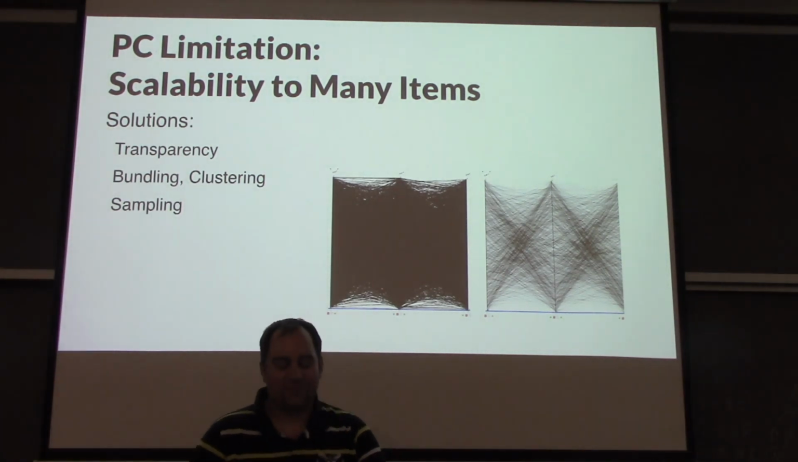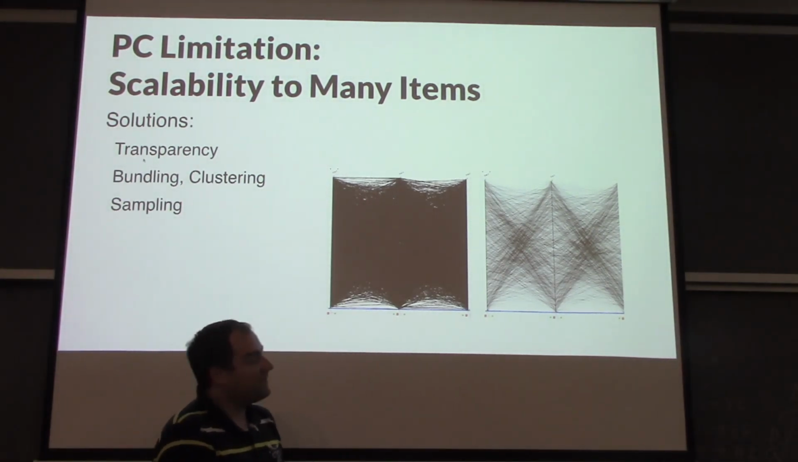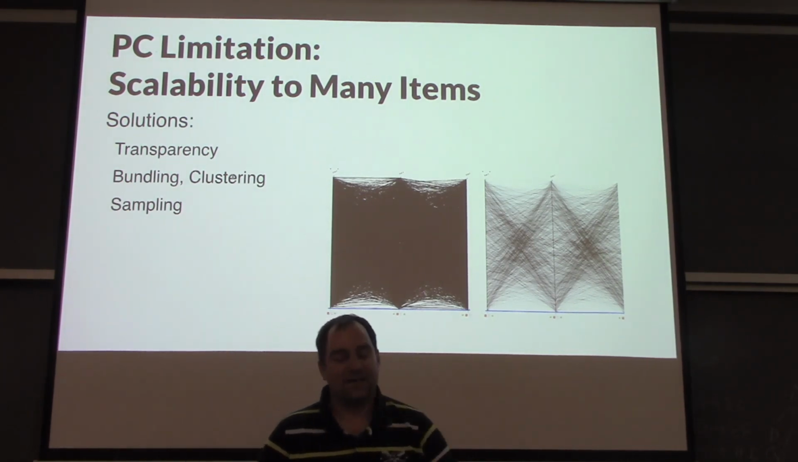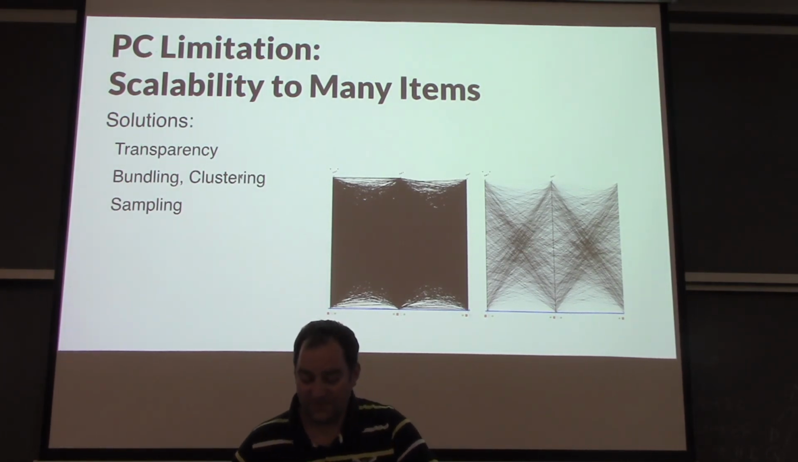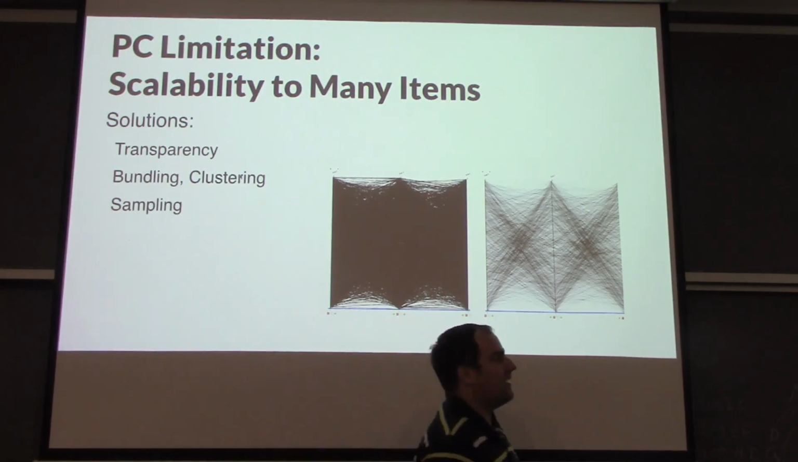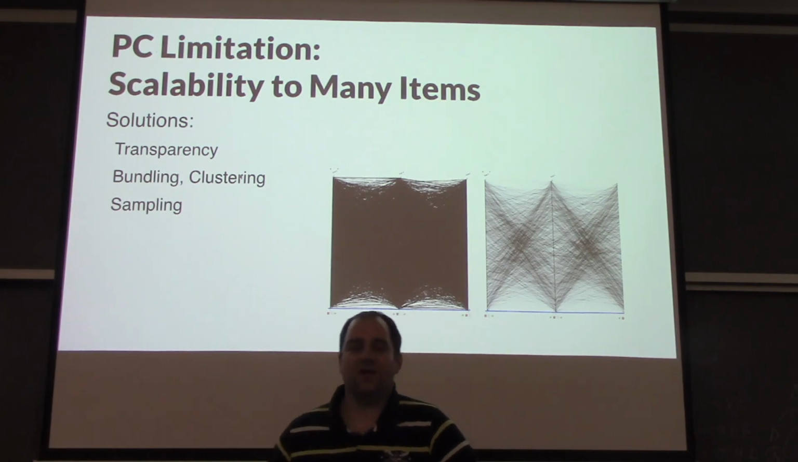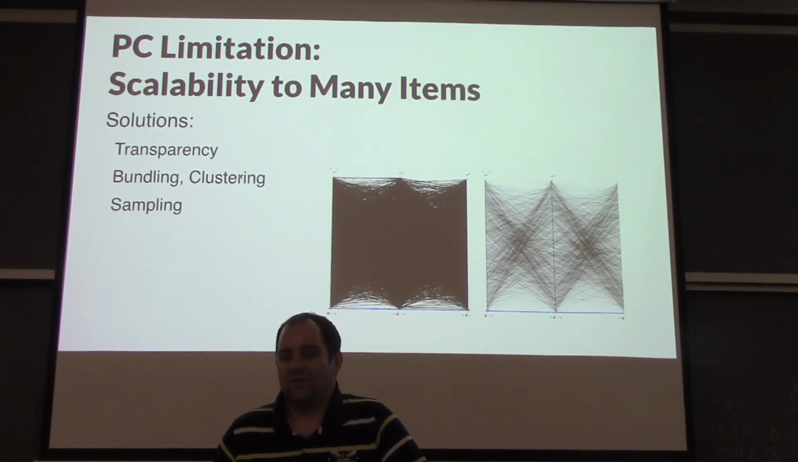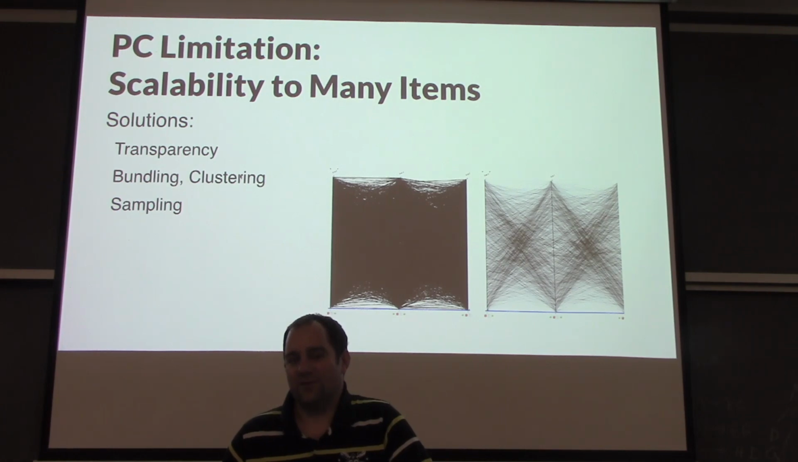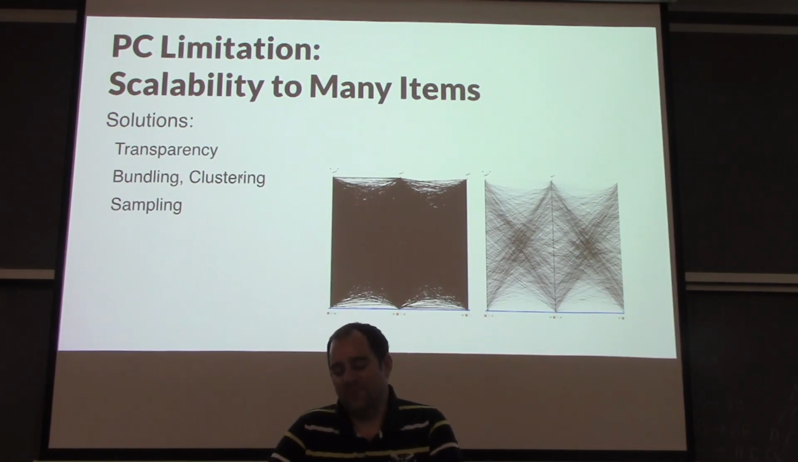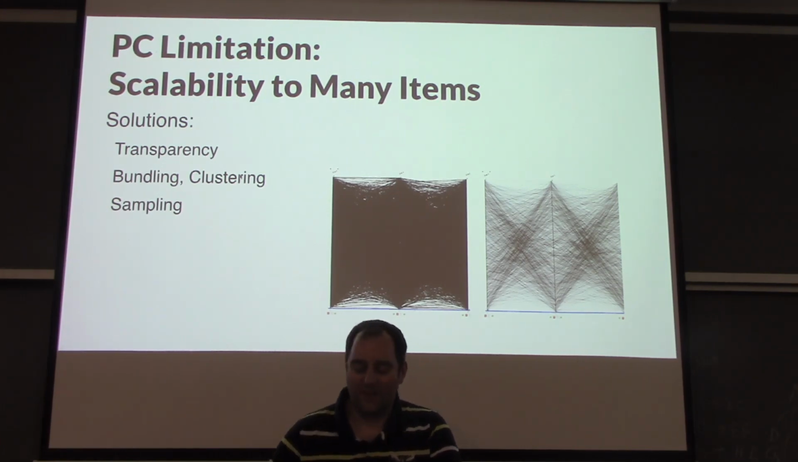So how can you address the scalability of many items? Transparency is one thing. We can bundle and cluster. I'll talk more about this, but we can also sample. And if you have a large data set, sampling is often a very effective strategy. You can often create a random sample of your data set, and you can still see most of the trends. It's pretty obvious that many trends remain if you just randomly sample, but there's also better methods that have some error bounds for sampling.